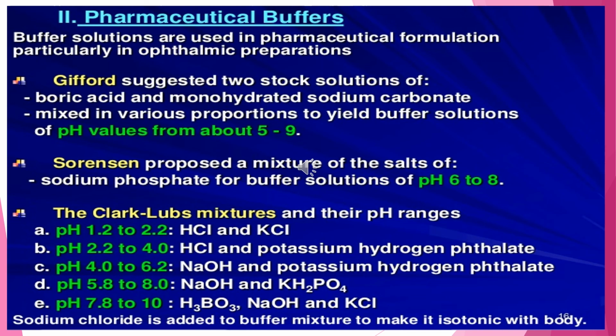mixtures and their pH ranges: pH 1.2 to 2.2, HCl and KCl; pH 2.2 to 4, HCl and potassium hydrogen phthalate; pH 4 to 6.2, NaOH and potassium hydrogen phthalate; pH 5.8 to 8, NaOH and KH2PO4; pH 7.8 to 10, boric acid, NaOH and KCl. Sodium chloride is added to the buffer mixture to make it isotonic with body fluids.